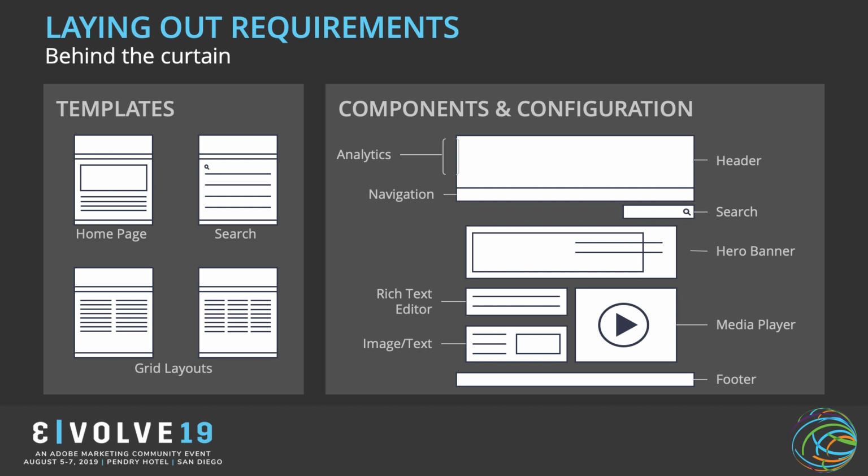Then we need to start breaking up the components and the configurations. Again, how are we integrating analytics? Do we have multiple layers of navigation? Where is our search and how is it integrated into the site? Things like hero banners, rich text editors. Are we using some of the common core components in AEM and building upon them? Are we building new things from scratch? Do we have things existing that we can take advantage of?